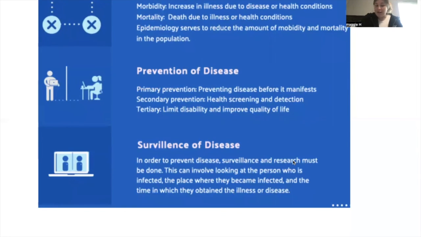Last but not least, I just want to talk about surveillance of disease. In order to prevent a disease, surveillance and research obviously have to be done. And this can occur by looking at who is being affected, the places where they're becoming infected, and the time at which they are becoming infected. And epidemiologists are going to do a surveillance of the disease in order to learn more about it. And again, bringing it back to the beginning, to reduce mortality and morbidity that can occur due to disease. So this is really important.